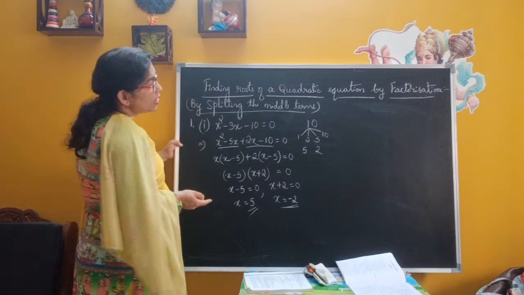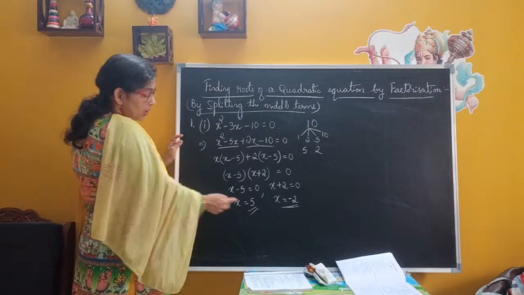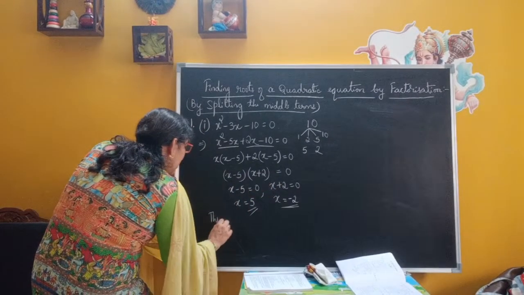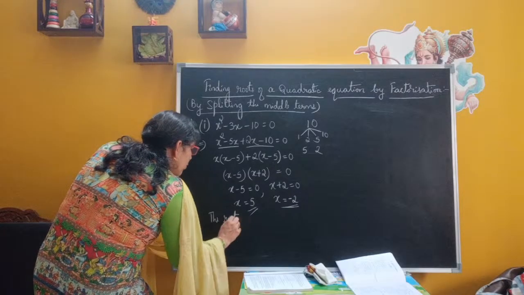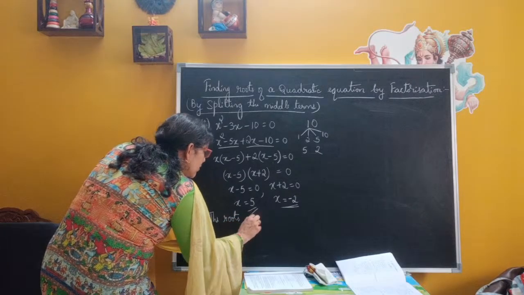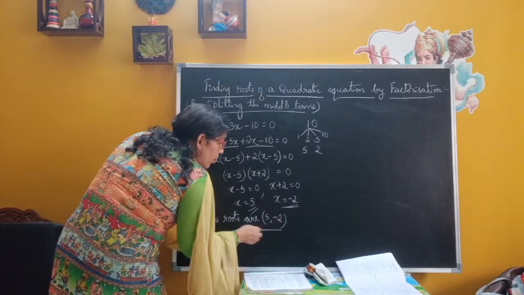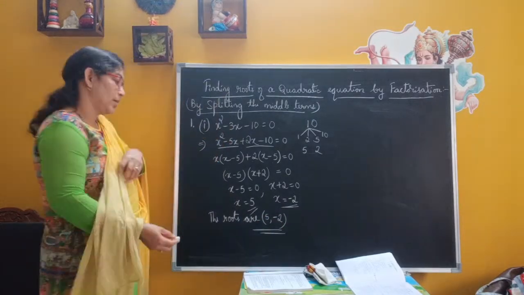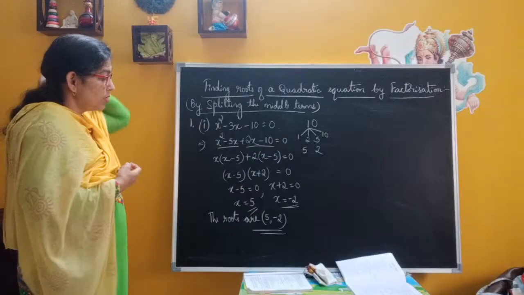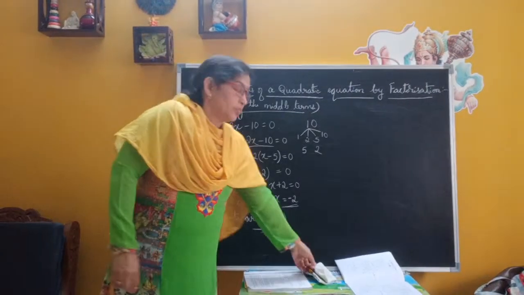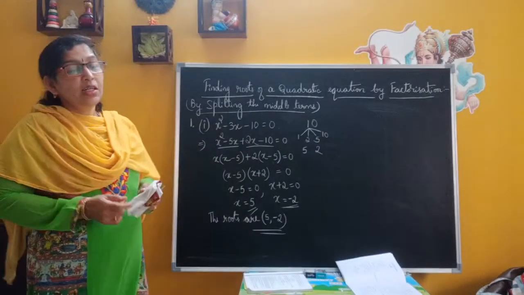So which are the roots of this quadratic equation? Plus 5 and minus 2. Now you should write the conclusion as: roots are, in brackets, 5, minus 2, or minus 2 and 5. Or you can write in words also, minus 2 and 5. Easy, no? I think now you remember.